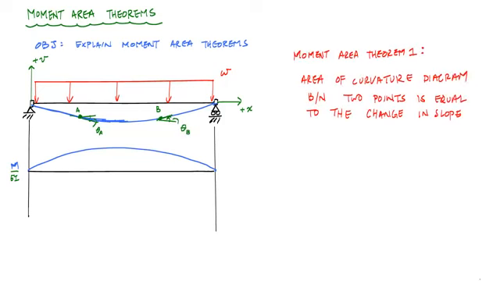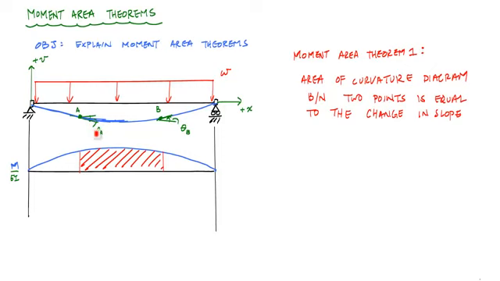So the first moment area theorem says that the area under the curvature diagram between 2 points is equal to the change in slope. So what it means is this area is equal to the change in slope, or the difference between theta A and theta B.